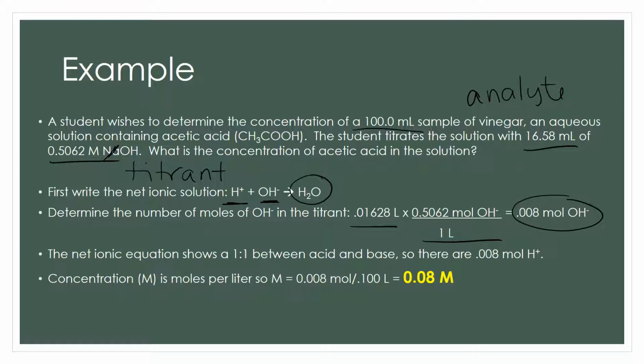Given that we have a 1-to-1 ratio between the acid and the base, that means there are also 0.008 moles of hydrogen ions. Given that this is equal to the moles of acid, we can divide by the sample of vinegar, which is our 100 milliliters or 0.1 liters. Dividing moles by liters gives us molarity, which in this case becomes 0.08 molar.